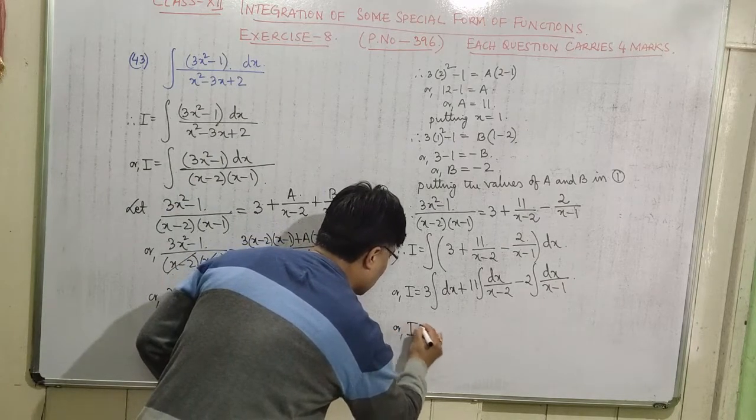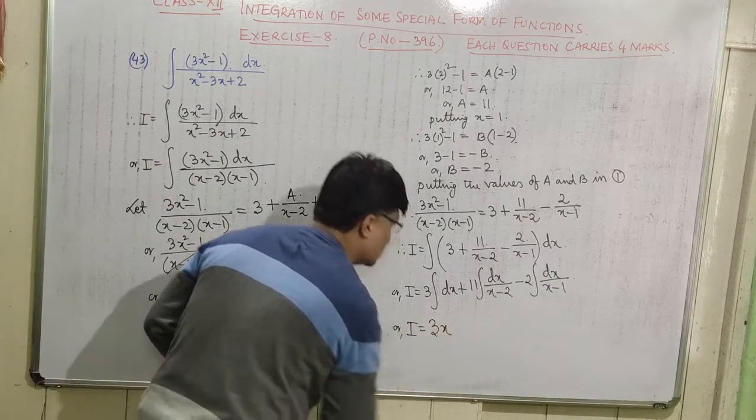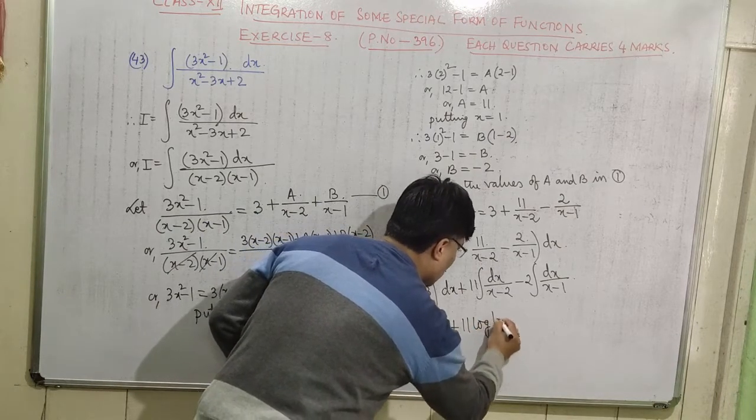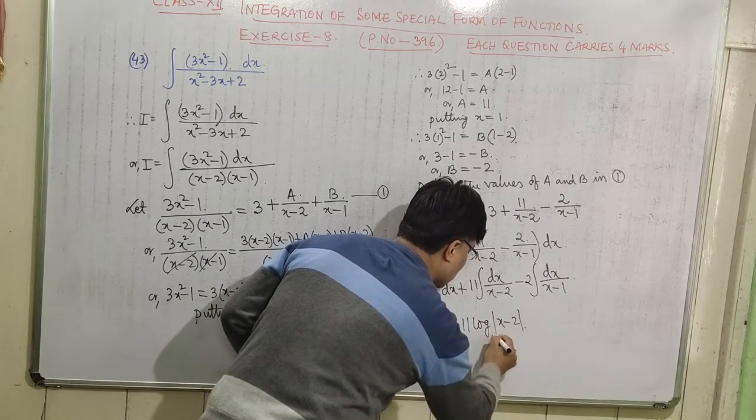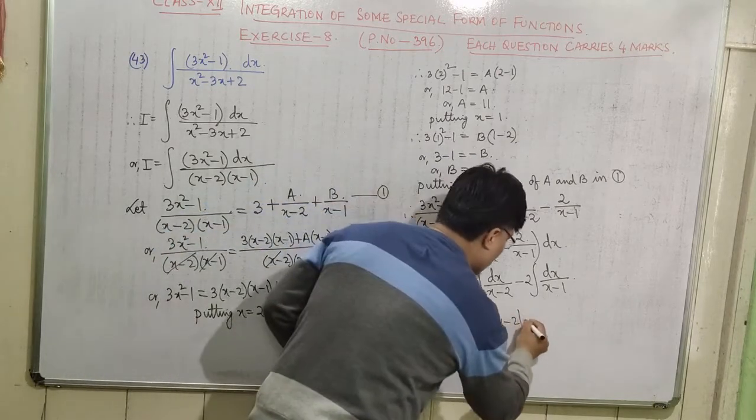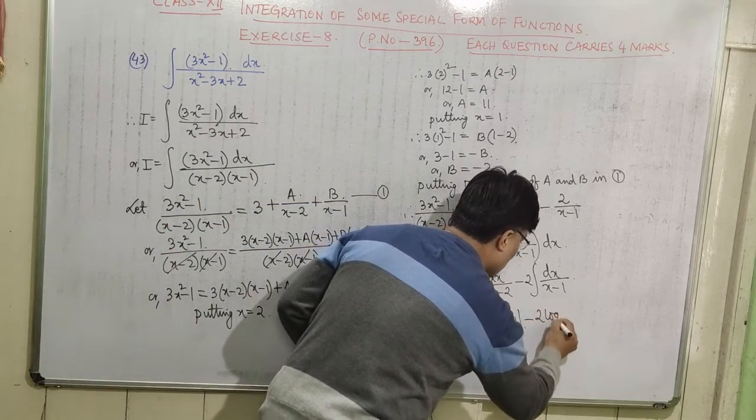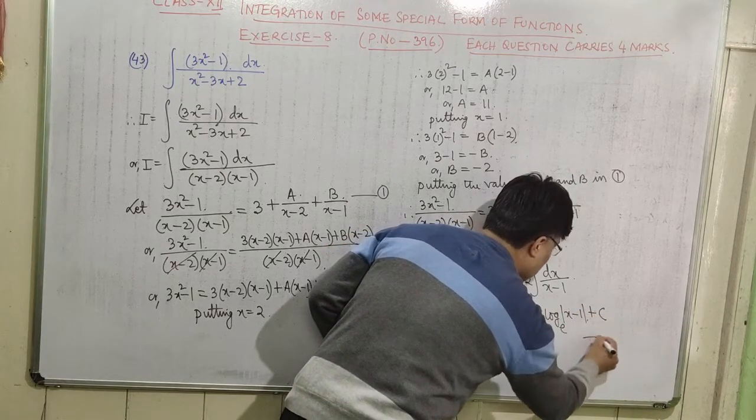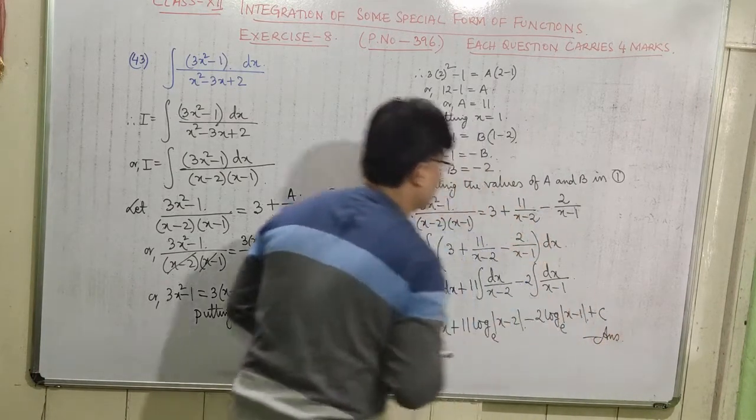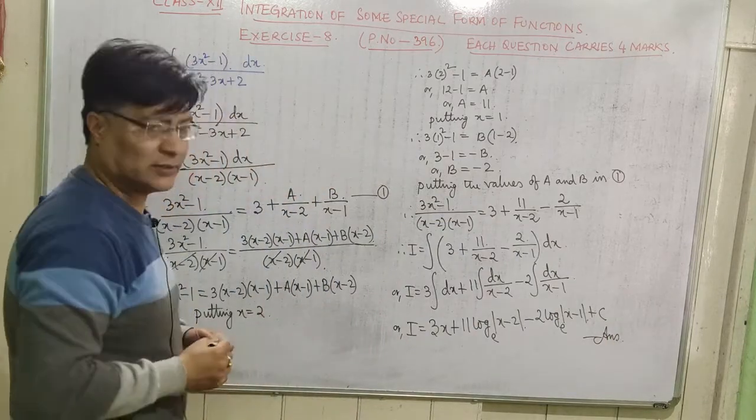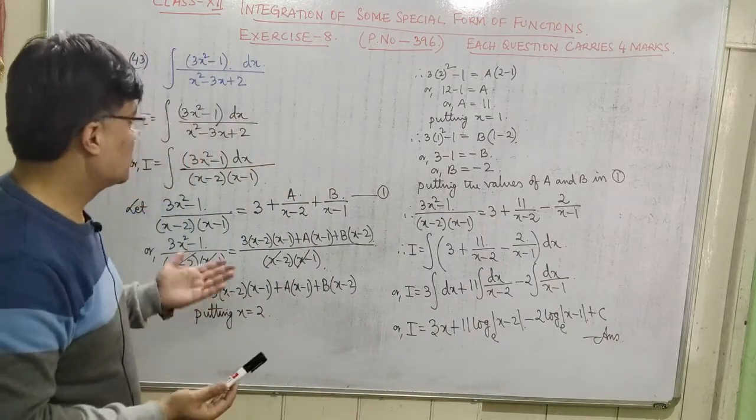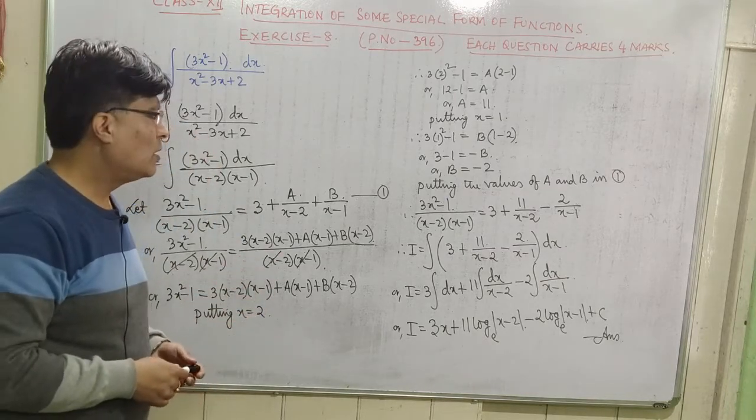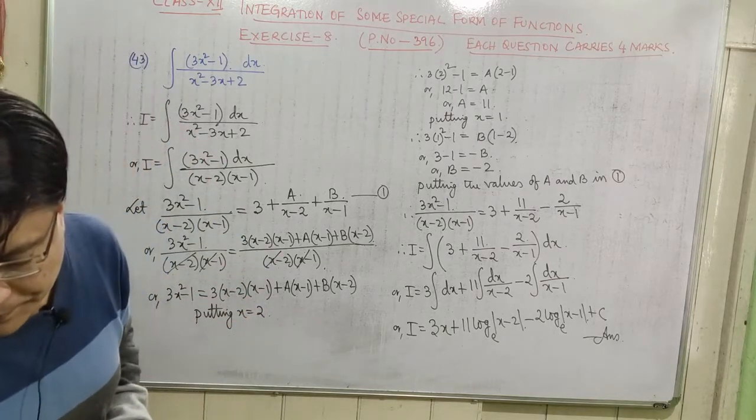Or I is equal to 3 into, what is integral dx? That is x, plus 11 log within mod x minus 2, the base is e, minus 2 log within mod x minus 1, the base is e, then plus c. So which is the final answer. So I think you have understood it. So you can copy it. Now we'll do another problem.